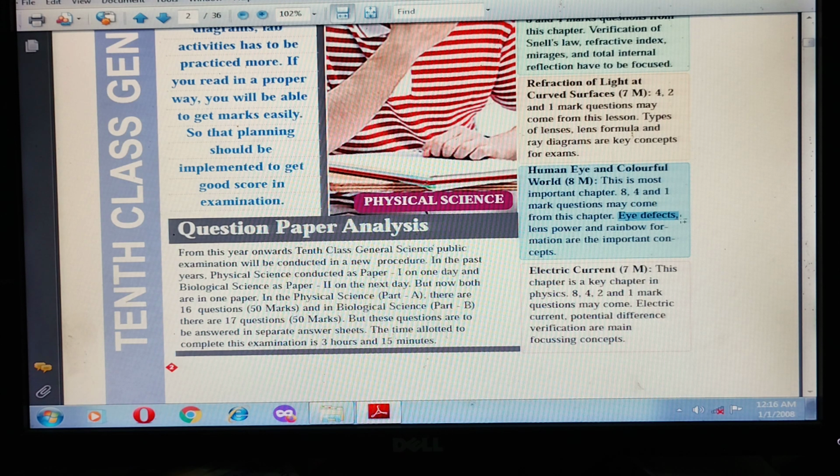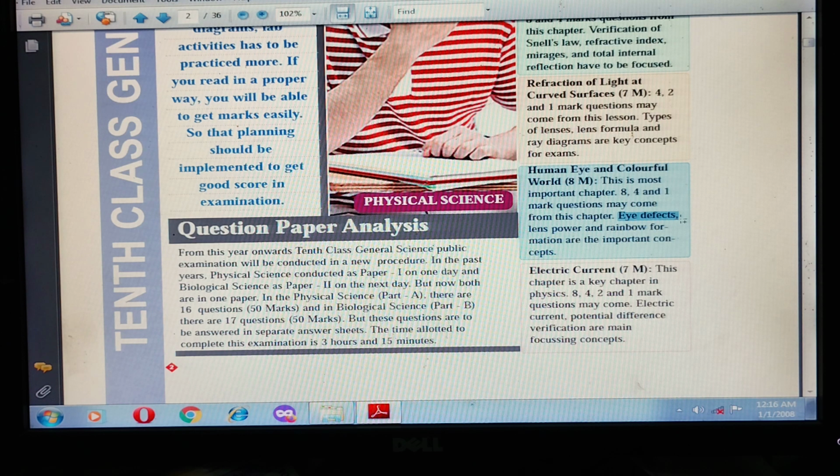These 2 questions are very, very important. Along with this, you have to learn what kind of lenses are used for myopia, hypermetropia and presbyopia. And one more thing is the power of a lens definition, and it has 2 formulas. P is equal to 1 by f, and P is equal to 100 by f, based on the focal length.